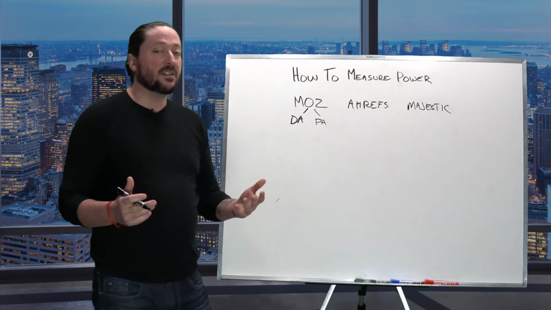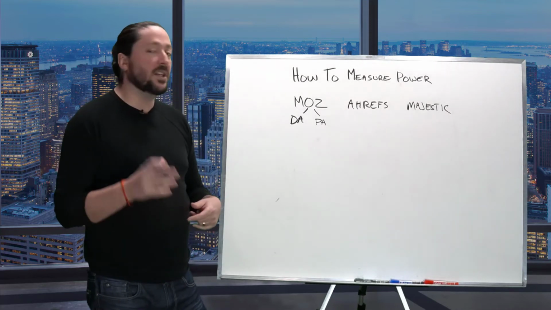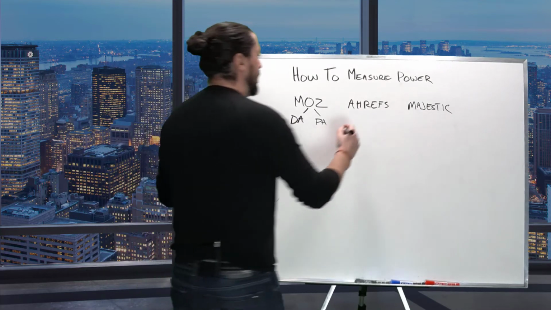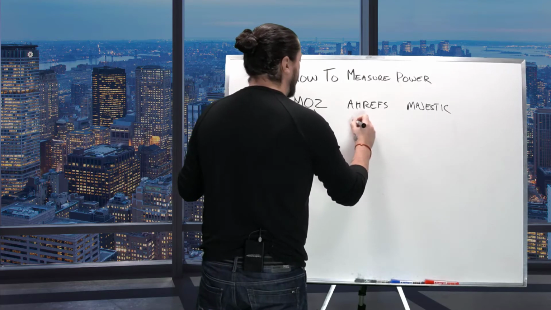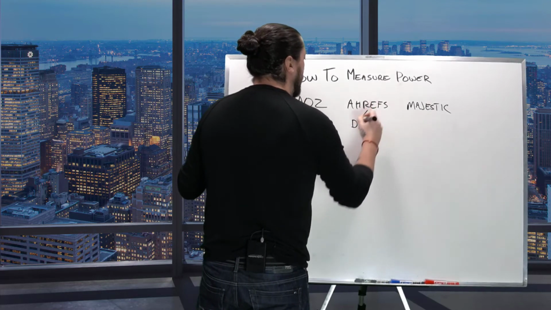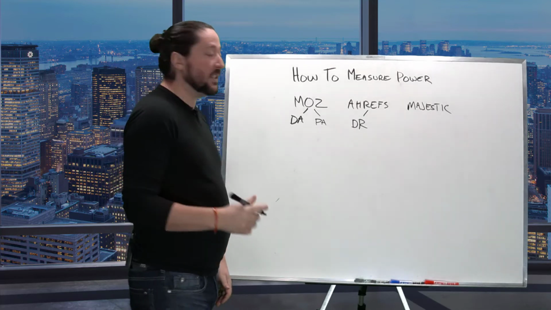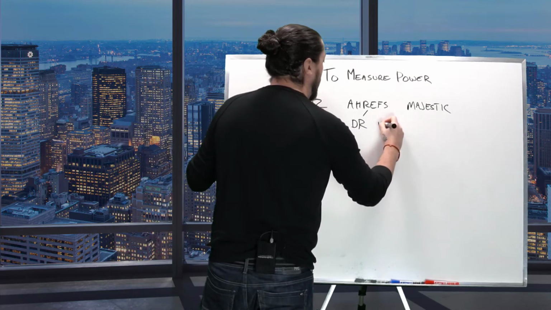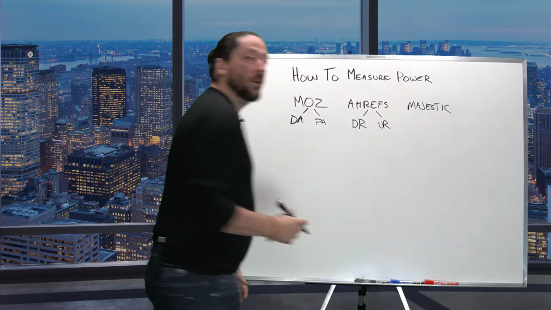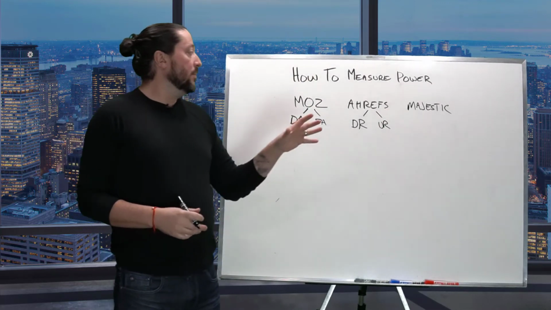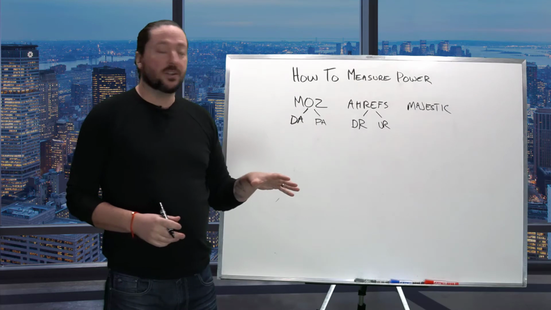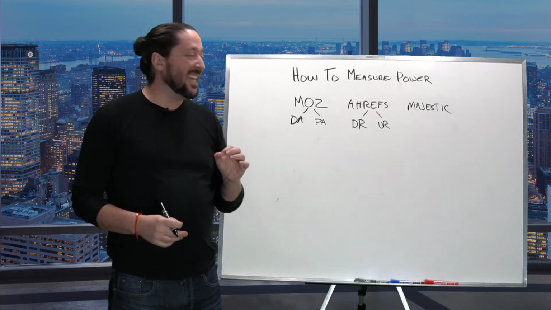With Ahrefs, it's the same thing. They do things in the same manner. They just call it a little bit of a different thing. So the domain profile is called the DR, or the domain rating, and then the specific URL or the specific page, they call it UR, or a URL rating. Now, Ahrefs and Moz are very, very similar in that fashion. Majestic is slightly different.